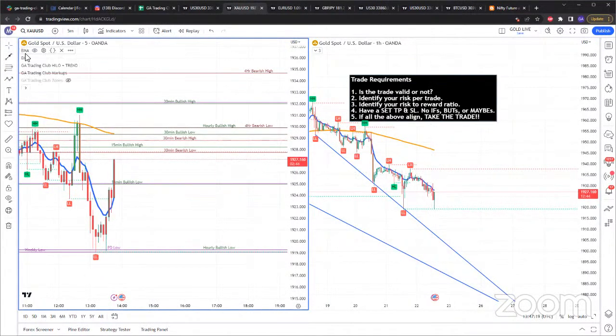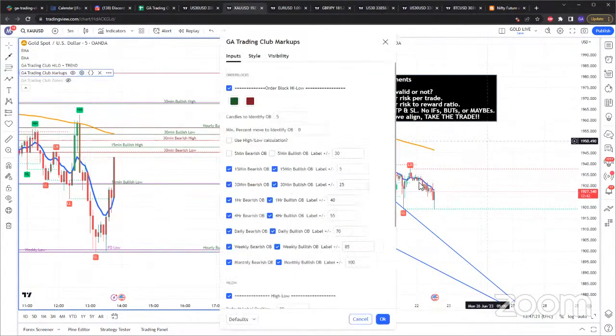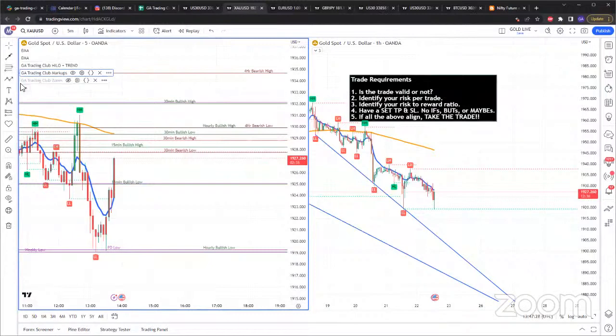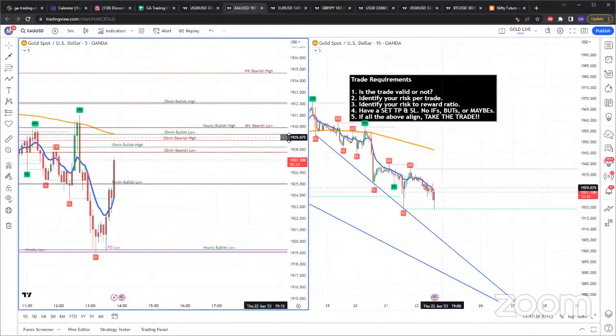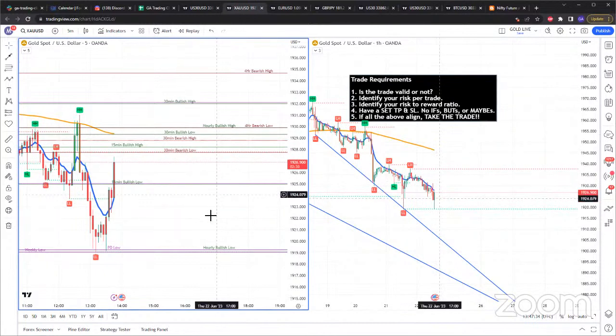So if I really want to take off anything that's telling me to buy, I can easily come up here and turn off the hourly order blocks. And then I'm just left with the 4-hour. But for me, I'm able to subconsciously just delete from my mind the zones that are not pertinent to me.